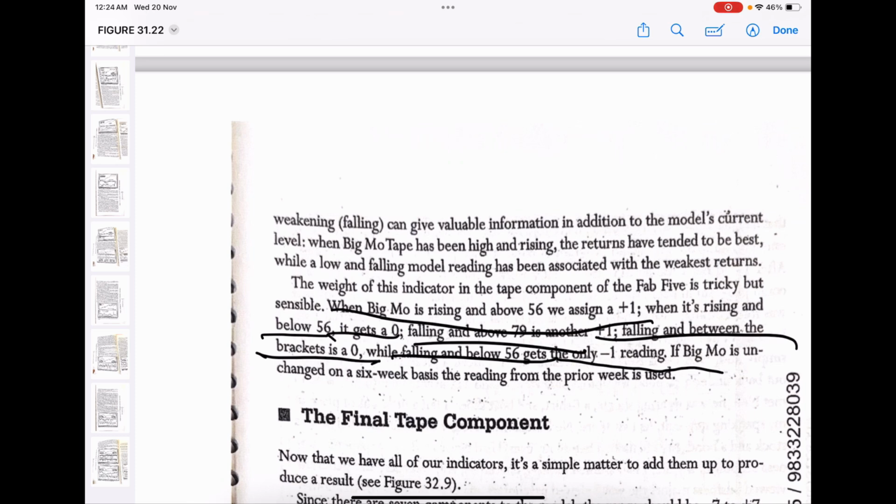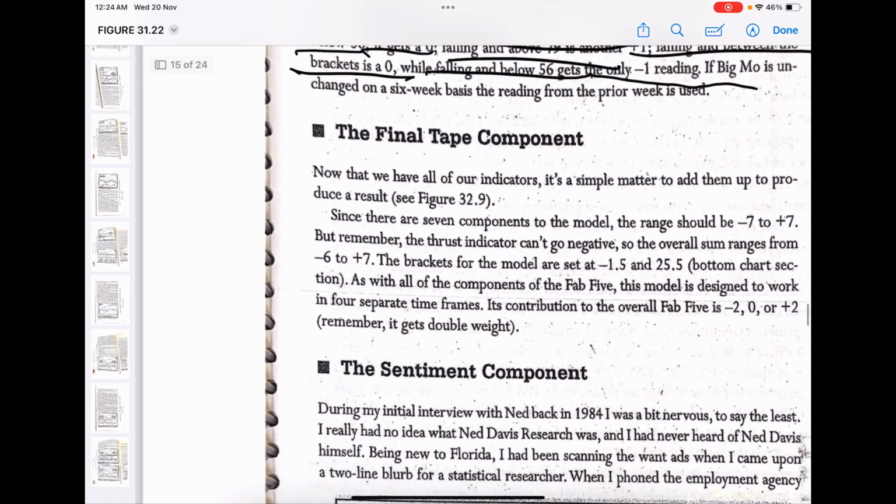So whenever Big Mo is rising and above 56, we give it a score of plus 1, and whenever it is rising but below 56, then we give it 0. Whenever it is falling and above 79, you again give plus 1, but when it is falling and between the brackets, then you give it a 0.